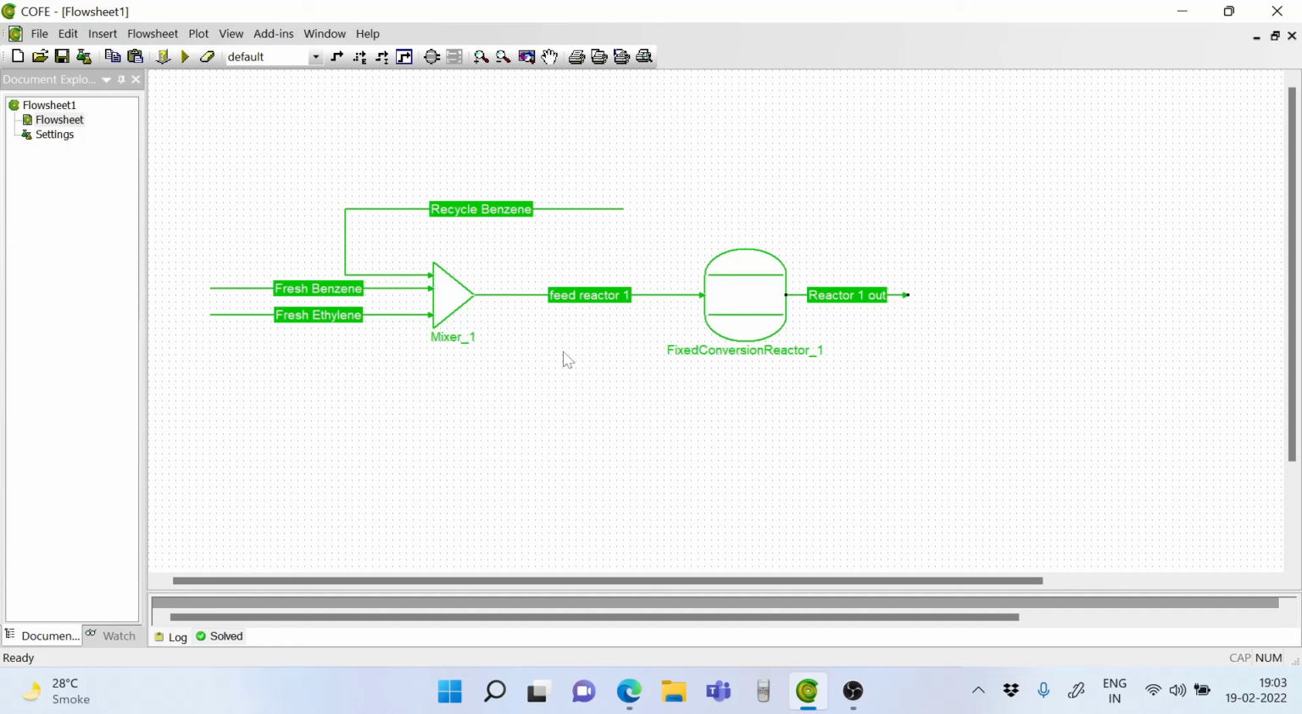If you have any queries, do write to me in the comments. In the next lecture, we will be simulating reactor number 2. And after that, in the other two lectures, we will be simulating the distillation columns and the entire flow sheet. So stay hooked. Watch all the videos.